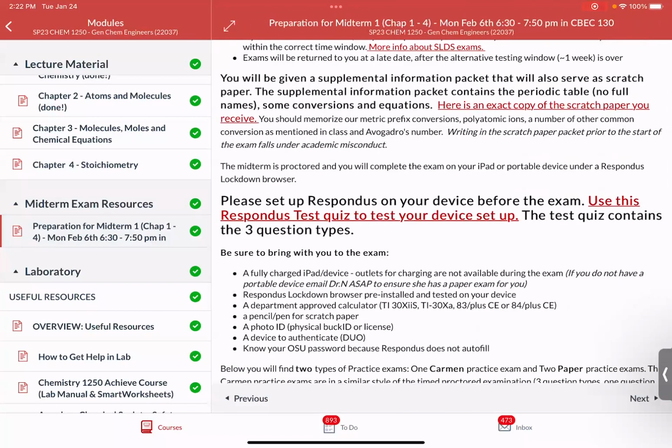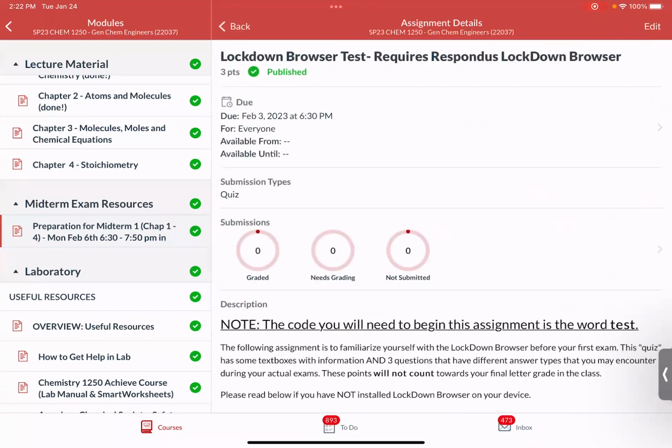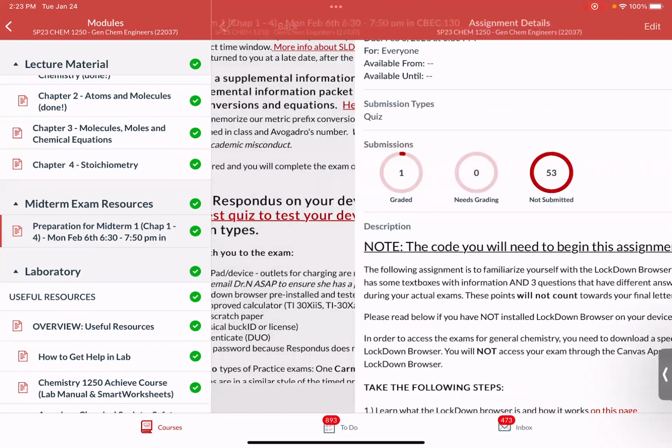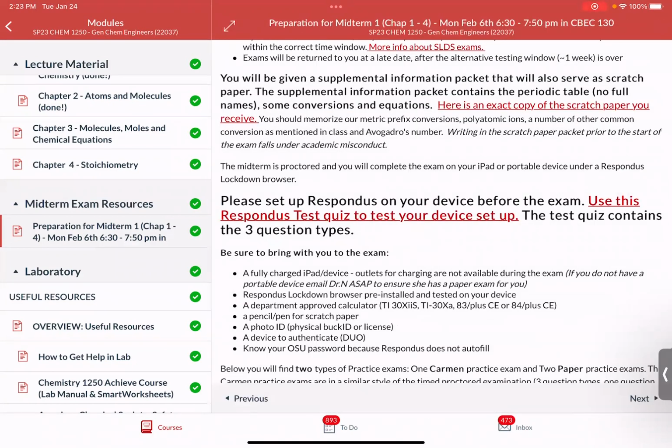There is a link to a Respondus test quiz where you actually have to download Respondus lockdown browser on your iPad or your laptop or whatever, and you'll do that quiz here. There's instructions on how to download it and set it up. The password to this test quiz is test. When you take this quiz, it'll walk you through the different types of test questions that I write within our Carmen quiz exam: multiple choice, numerical input, pull down menu, things like that. So it has some sample questions on what to expect. You'll see what Respondus lockdown browser looks like, so you have to do that test quiz. You've got 2 weeks to do that.